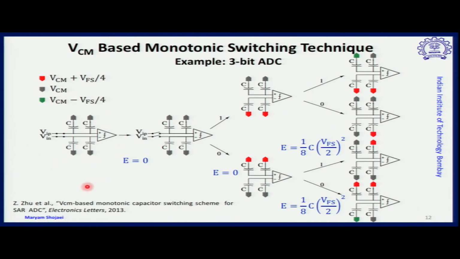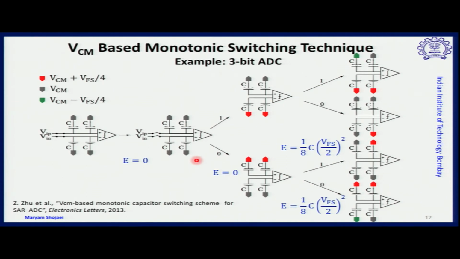The initialization is performed by connecting one plate of all capacitors of the DAC to VCM, which is the common mode level, and sampling the V in P and V in N on one plate of the capacitor, same as other techniques. So therefore, the first stage is the same as before, the first sampling phase, and then the comparator performs the comparison of V in P and V in N, same as other techniques.